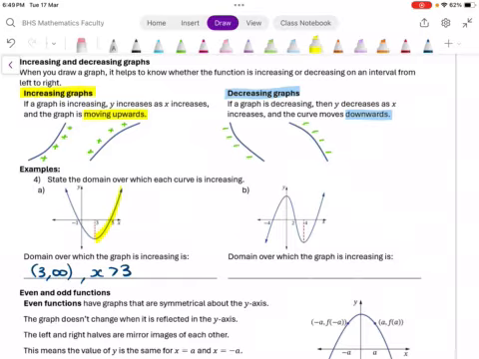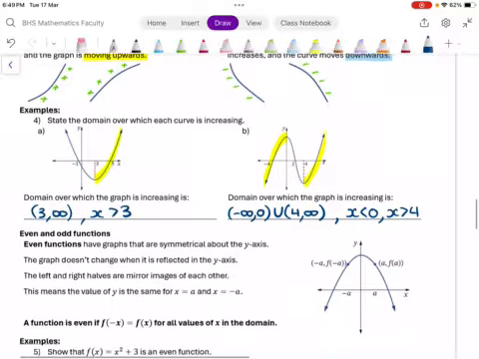Now for b, we have our domain over which the graph is increasing. It's increasing from negative infinity to 0, and then it's increasing again from 4 to infinity. So how we write this is we do negative infinity to 0, and then we use that union symbol because we have another part, and it's from 4 to infinity. If you wanted to write this as an inequality, you would write it as x is less than 0 and x is greater than 4.